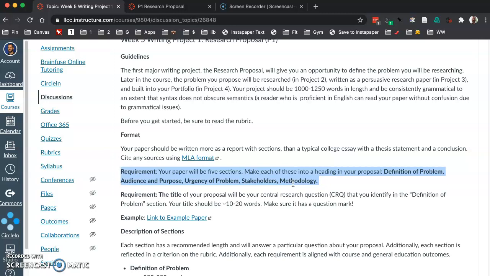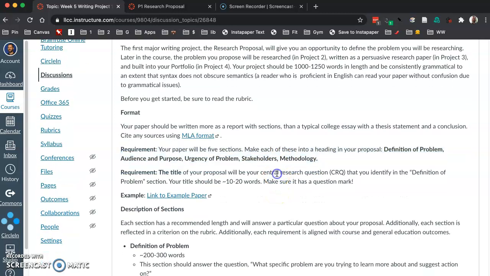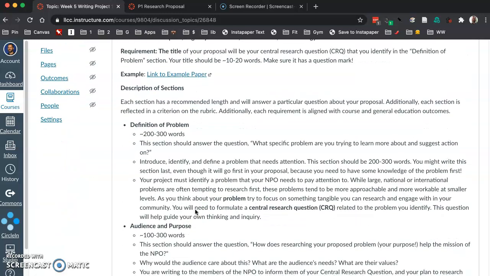This type of document is very useful in lots of other industries other than English. It's used in all the humanities, it's used in science, it's used in business, it's used in medicine. So this type of proposal is not an arbitrary thing. This is a real document that you would write in lots of different contexts. I've got the title, it needs to be your question, and then I've got a link to an example paper there. So let's talk about the sections.